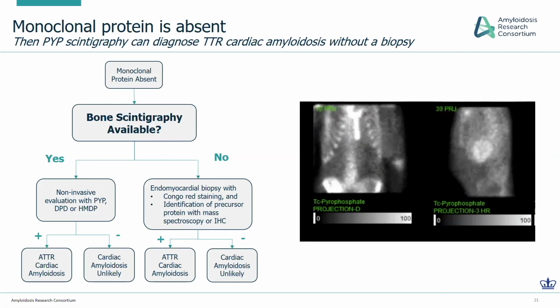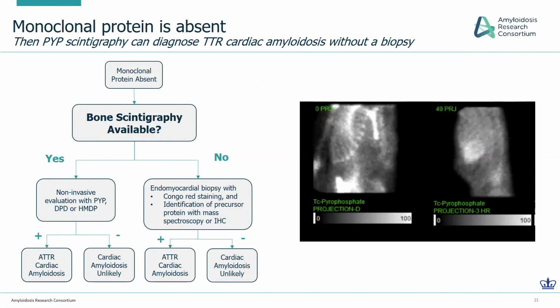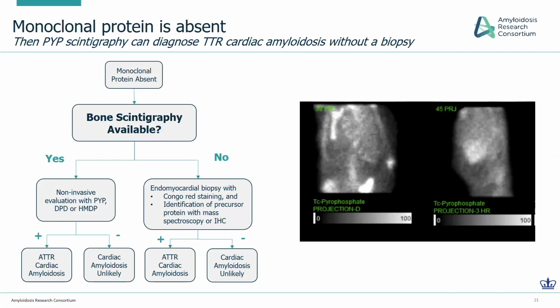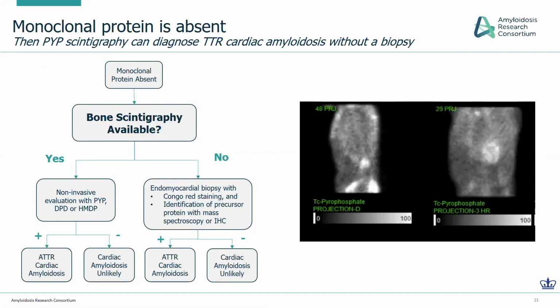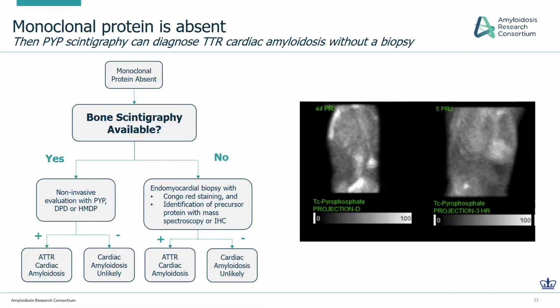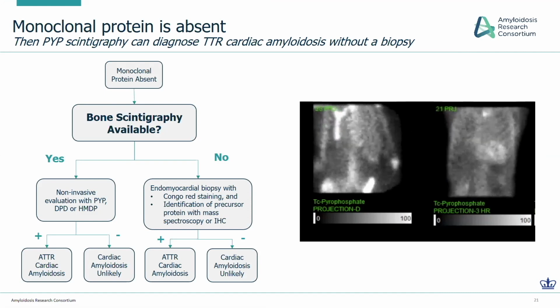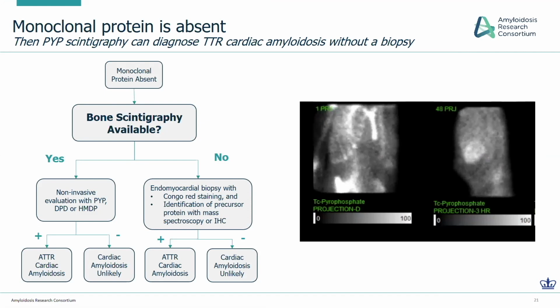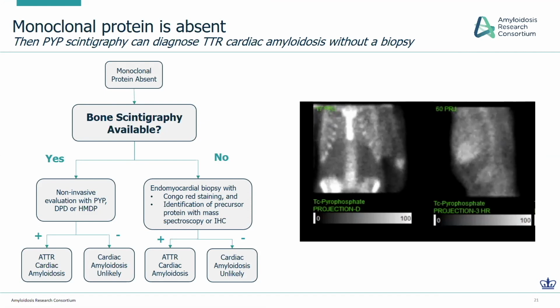These are examples of PYP scintigraphy, and so if a monoclonal protein is absent, is not present on initial screening, and you do have availability, hopefully, of bone scintigraphy, you can establish a non-invasive diagnosis of transthyretin cardiac amyloidosis with either PYP, DPD, or HMDP isotopes.